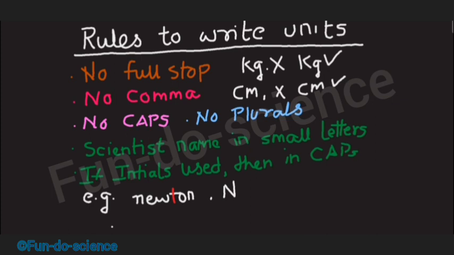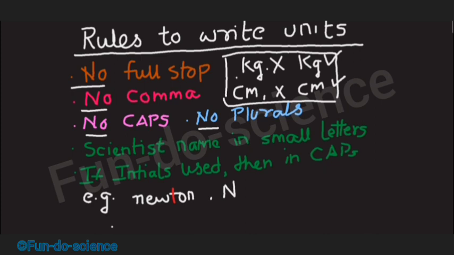As you can observe, we have 4 no's here. That means there should be no full stop, there should be no comma, there should be no capital letter, and there should be no plurals. For example, if you want to write kg, in this example, you can see I have written kg dot, which is a wrong way of writing. We have to write it like kg only and no full stop.